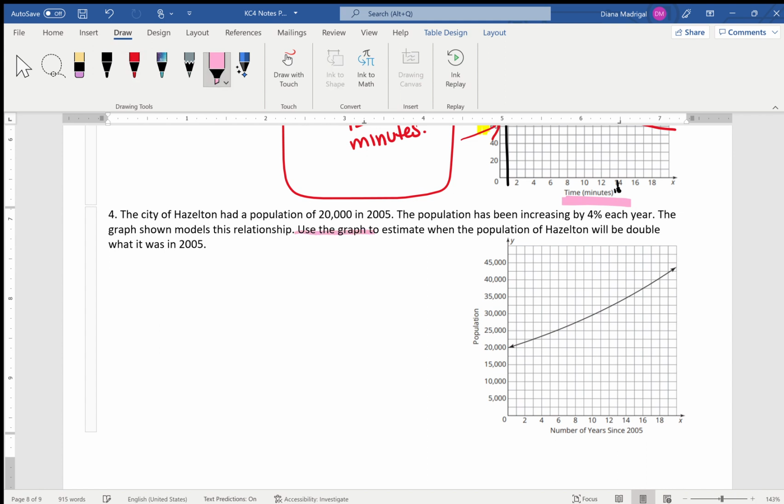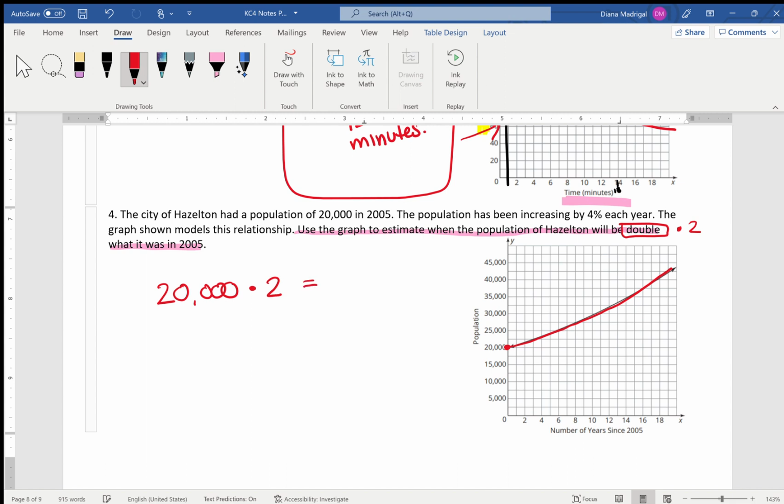Okay, that's the question. Use the graph to estimate when the population of Hazleton will be double what it was in 2005. Double means that you're going to be multiplying by 2. You're increasing it by 2, so you're multiplying. Let me help you out. Remember, you always start with a number on the y-axis where the graph, this line right now that I drew in red, starts on the y-axis, which is 20,000. So there you go, 20,000 times 2. It's going to give me my answer, and that answer is going to give me my new line.